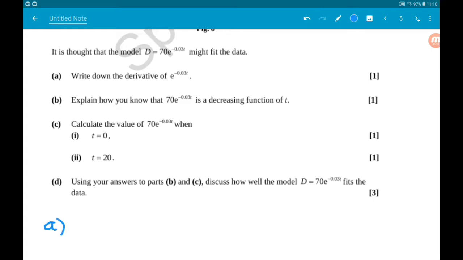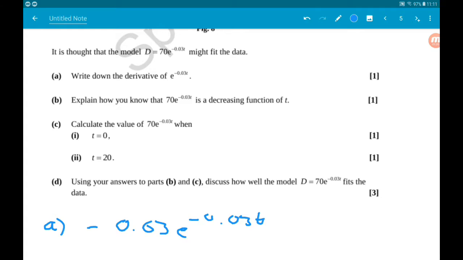So, when you differentiate exponentials, you differentiate the power with respect to the variable. So here we are differentiating minus 0.03t with respect to t. The derivative of that then multiplies the original exponential. So the derivative of minus 0.03t is minus 0.03. So we get minus 0.03e to the minus 0.03t. Cool. That's it for part A.